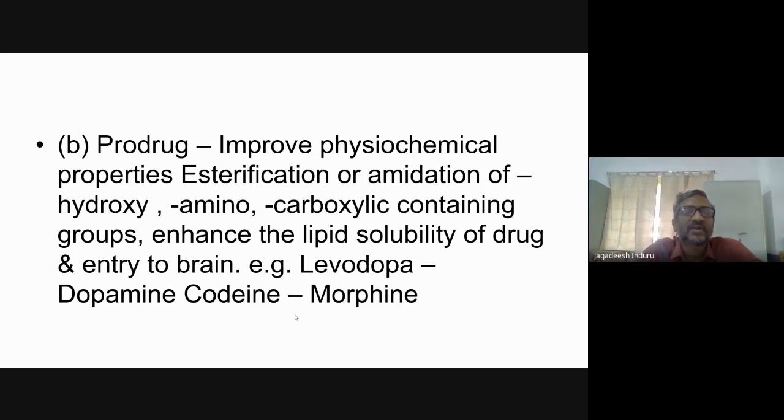The prodrug improves the physicochemical properties, like esterification or amidification of hydroxy, amino or carboxylic containing groups, which enhance the lipid solubility if you are leaving them as an ionic species. So the penetration will be very high. We convert the electrolyte formation, the ionic species, to non-ionic species by esterification and amidation. That enhances the lipid solubility of the drug and its entry into the brain. Within the brain, they undergo hydrolysis by the enzymes, and the active drug is released. An example is levodopa for the administration of dopamine, and codeine for the administration of morphine. This is a specific example of how you can alter the drug to cross the blood-brain barrier.